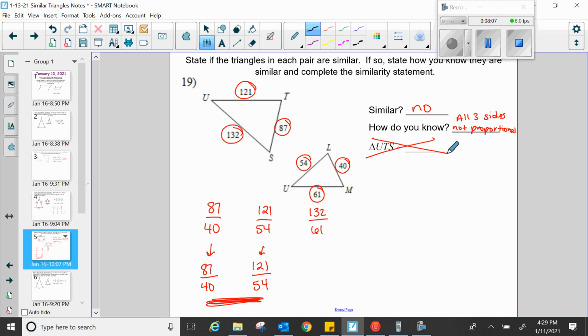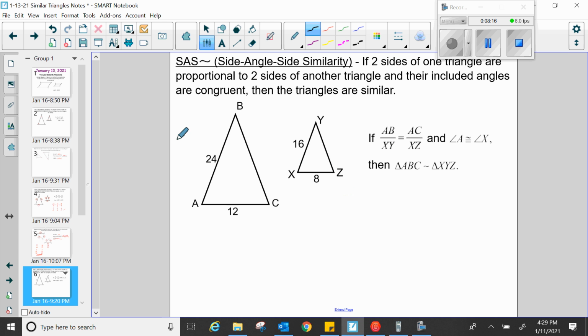So we tried side-side-side similarity, but it didn't work because the 3 sides weren't proportional to the 3 sides over here. Okay, the last one is side angle side similarity. Again, you've seen this before with congruence, but now it has to do with similarity. So congruence said that, I'm going to draw a couple of triangles real quick. This was side angle side congruence.